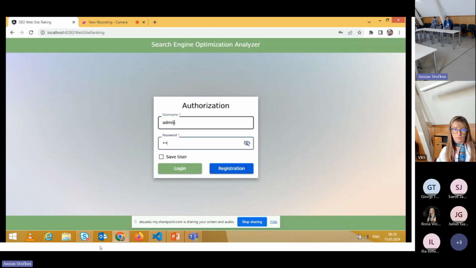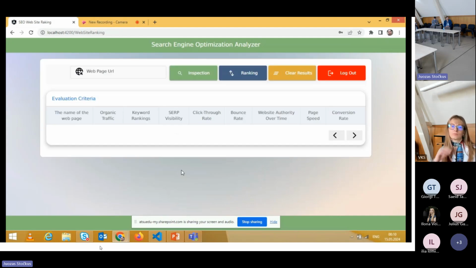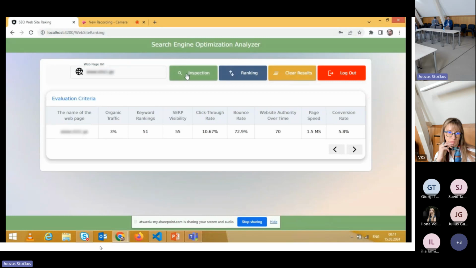We can log in on the web page. And here is our web application interface, and in this input URL, we can write our website of interest. The next step is to click the inspection button. For security policies, the URL domain is hidden.